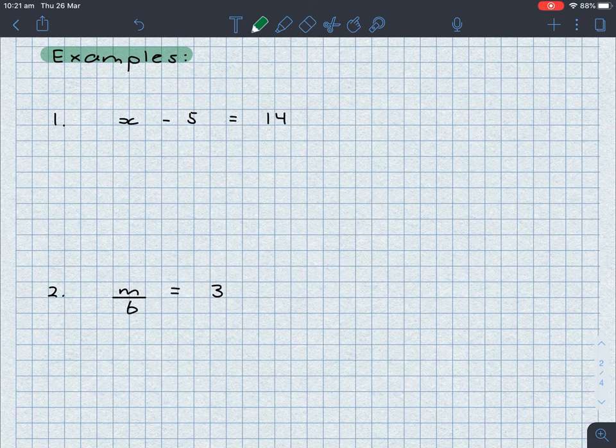So example 1, x minus 5 equals 14. I've written out the question. Then here, x has this minus 5 next to it. I want to get rid of everything that's around x. I want it to be just x on its own on one side of the equation. So I need to get rid of this minus 5. So when I do the opposite, what I'm going to be doing is plus 5. But if I do that to one side of the equation, I also plus 5 on the other side.